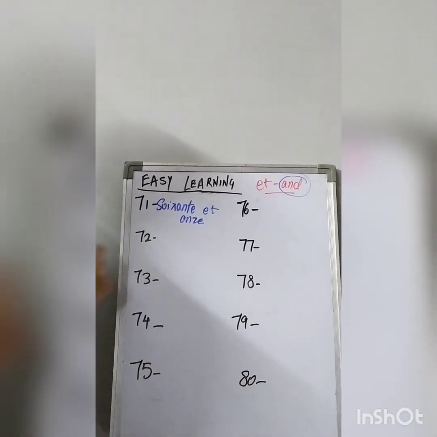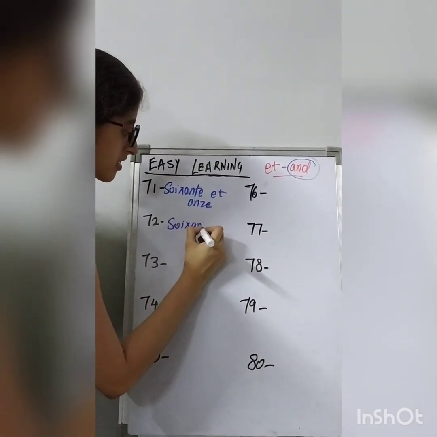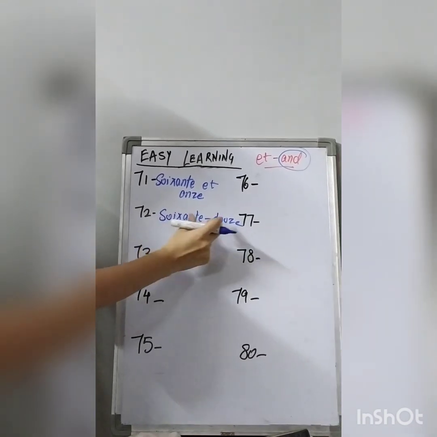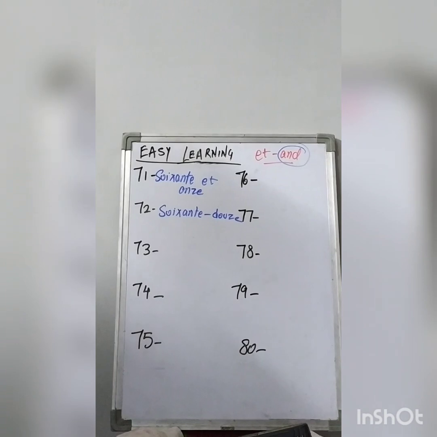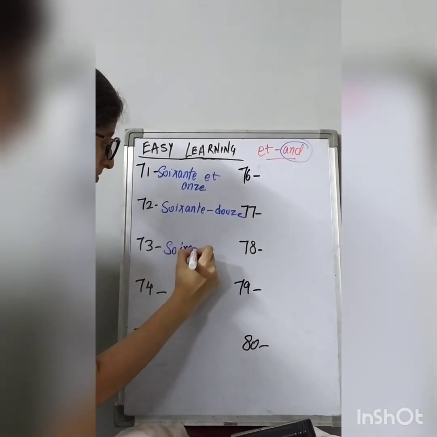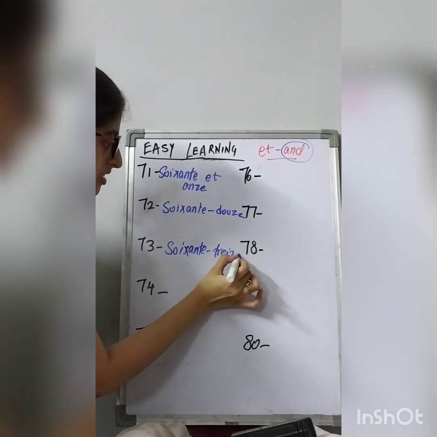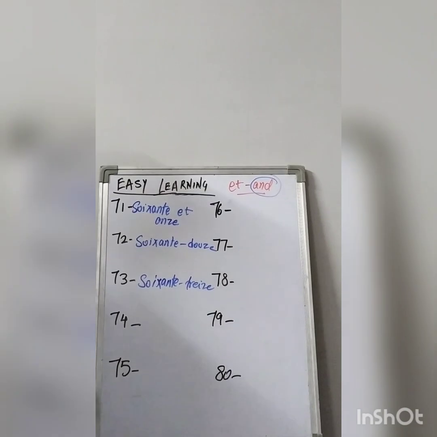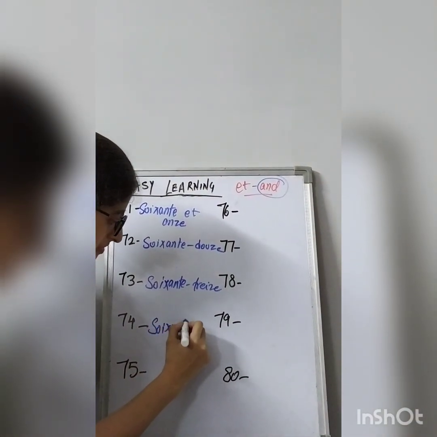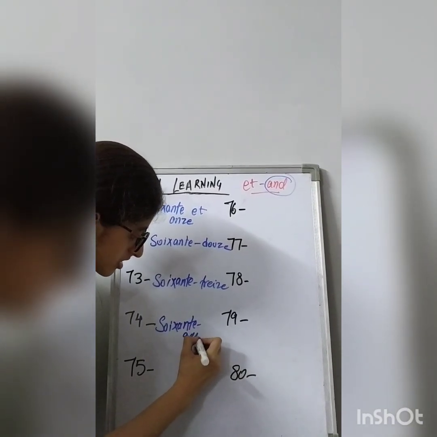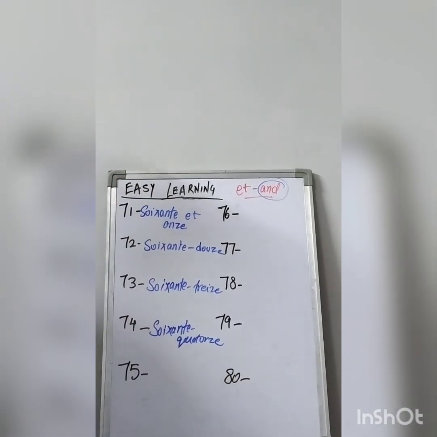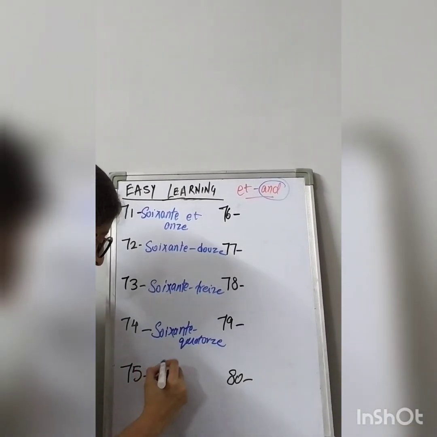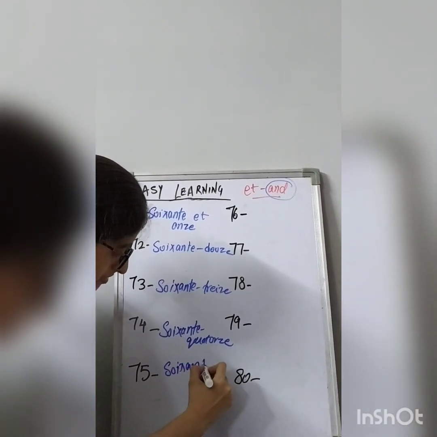Then we have 72, soixante-douze, 60 plus 12, which is 72. Then we have soixante-treize, 60 and 13 makes 73. Then soixante-quatorze, 60 and 14 makes 74. Then we have 75, which is soixante-quinze.